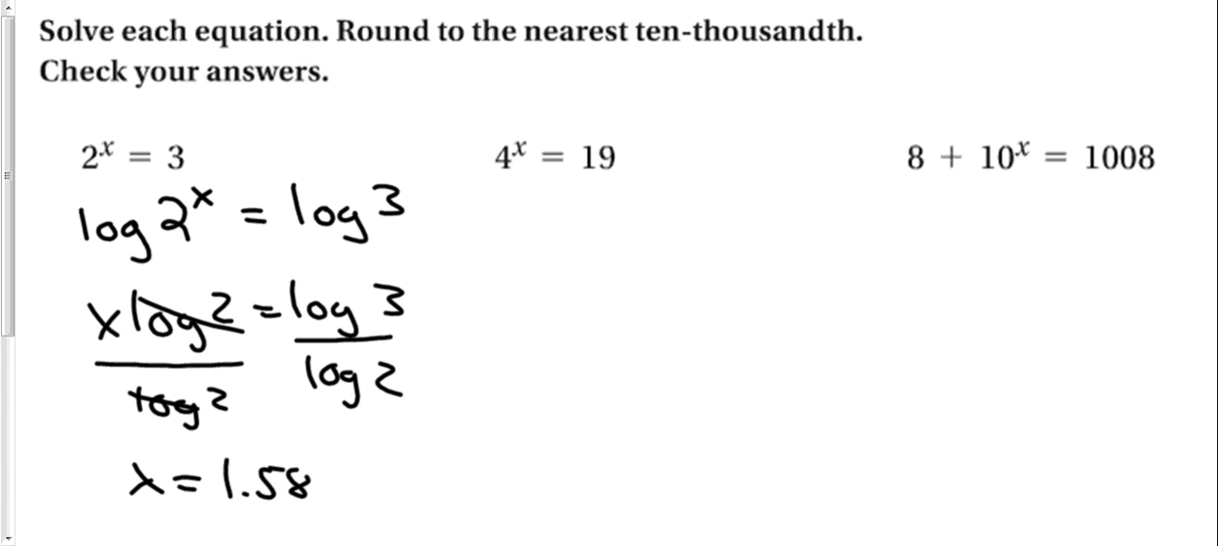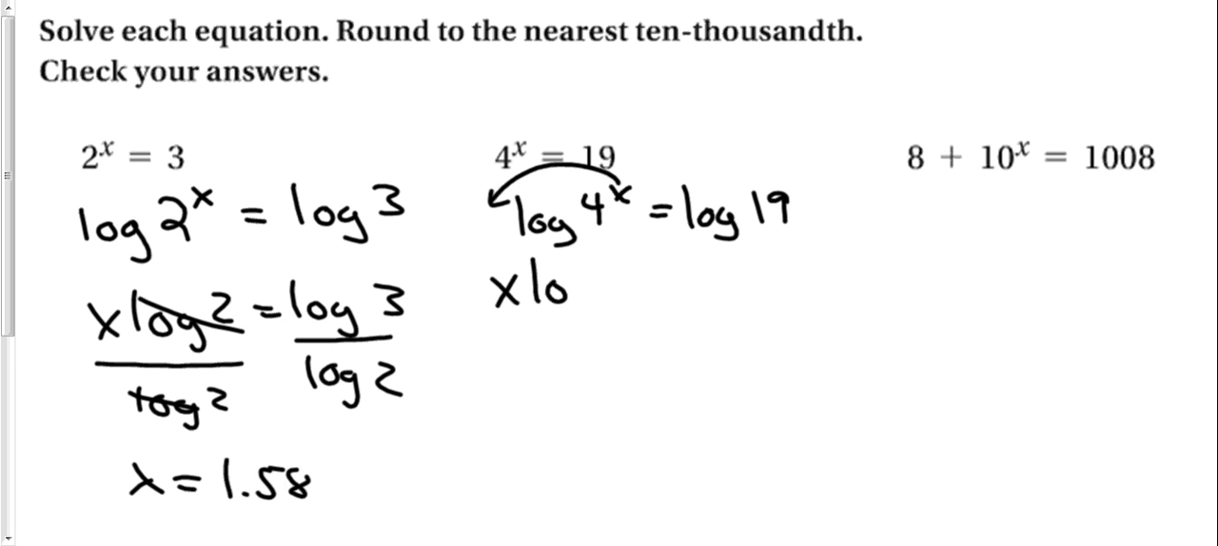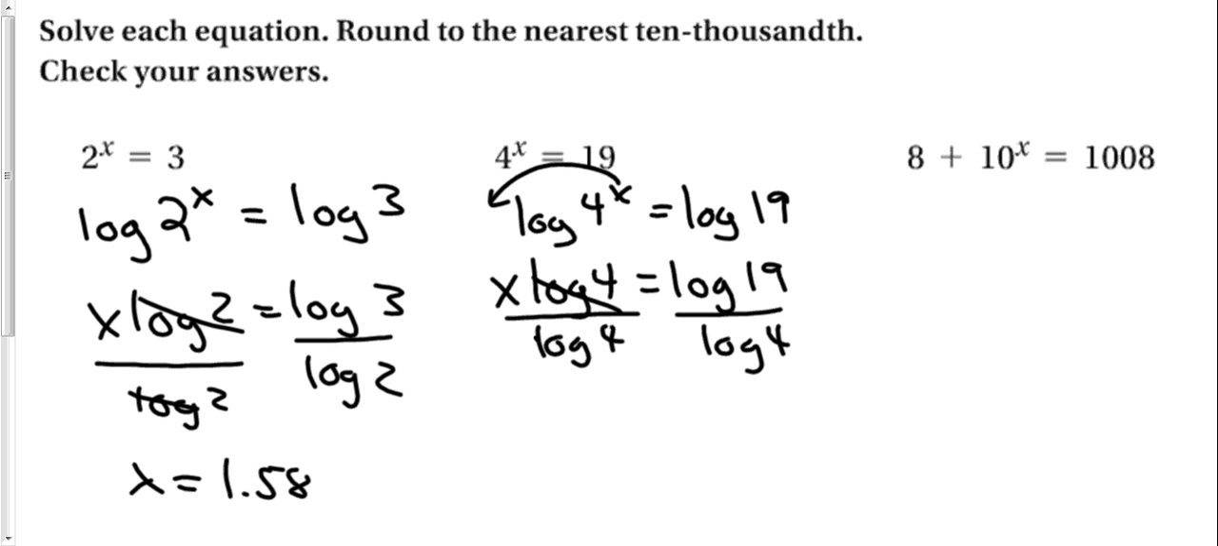This one follows the same way. Take the log of both sides. Okay? Use the power rule to bring the x out front. So x log 4 equals log 19. Divide both sides by log of 4. All right, that cancels that. X is equal to log 19 divided by log of 4, which gives me 2.12.